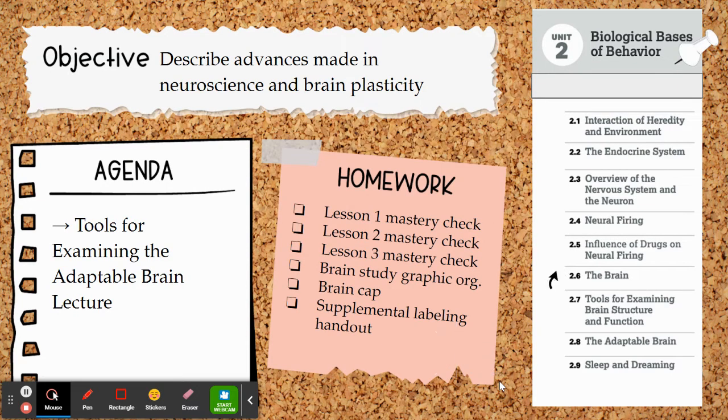So for this unit, with these first few lessons, you're going to have the lesson 1 mastery check, the lesson 2 mastery check, the lesson 3 mastery check, the brain study graphic organizer, where you're going to go through and see how we study the brain and make an organizer for it. Then you're going to have a brain cap and a supplemental labeling handout. So this handout will have different views of the brain. I will go through, label them just with the general view, and then it'll be your job to color it in, fill in what it does, all of that good stuff. And again, this will be added to your binder.